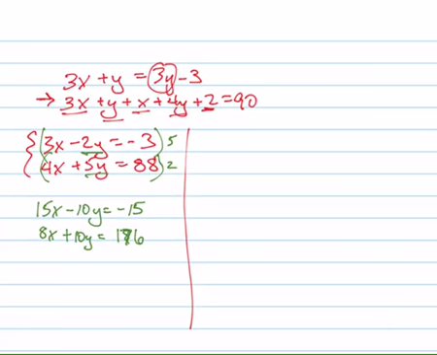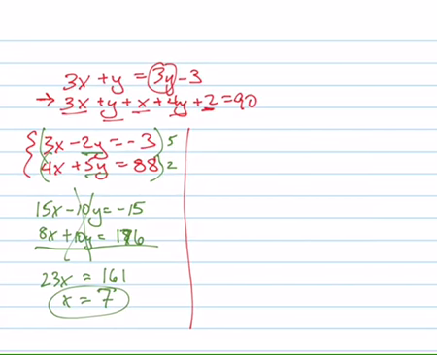80 times 2 is 160, 176. Okay, see what happens now? Those cancel when I add them straight down, and I get 23x equals 161. And now x equals, what's 161 divided by 23? Nicely, it equals 7. So there's your x. Plug it back into any one of these up here to find your y, and you're done.